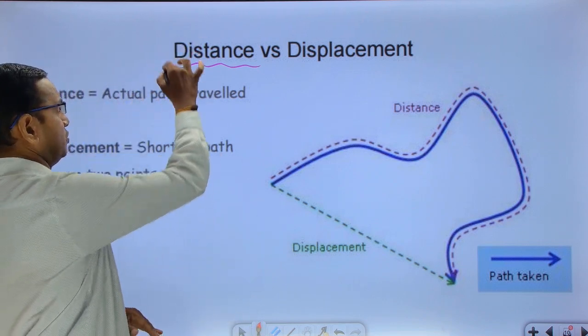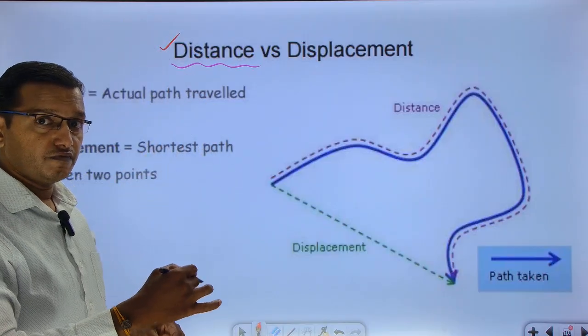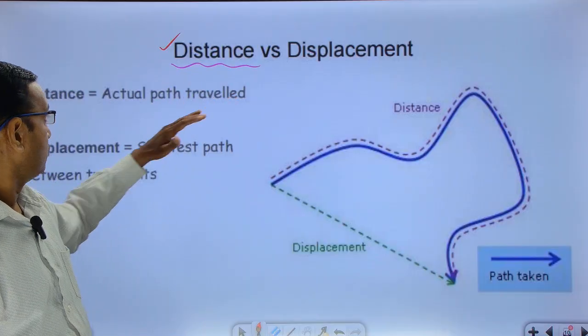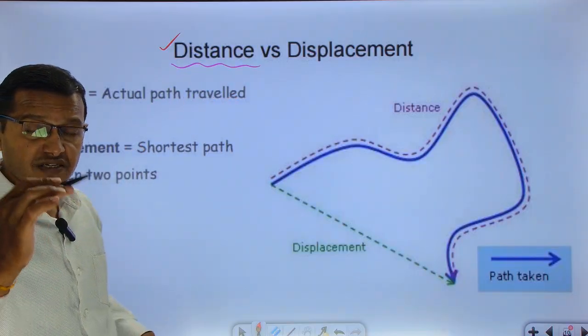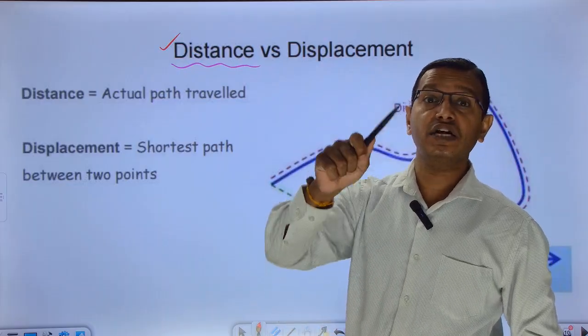Now, distance is a physical quantity which measures length. So what is distance? Distance is nothing but the actual path length traveled by an object.